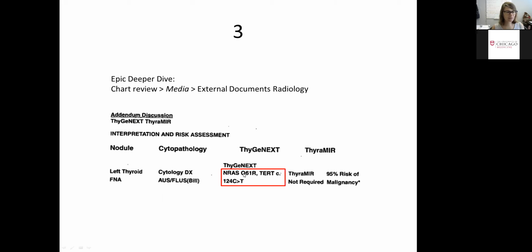It said left thyroid FNA had an NRAS mutation and TERT. Who wants to interpret that for me? What are you guys thinking when you see that? Anybody? What does NRAS imply? What does TERT imply? Because they imply two different things. So RAS implies some kind of follicular neoplasm. Okay. And TERT, somebody wrote hobnail variant.